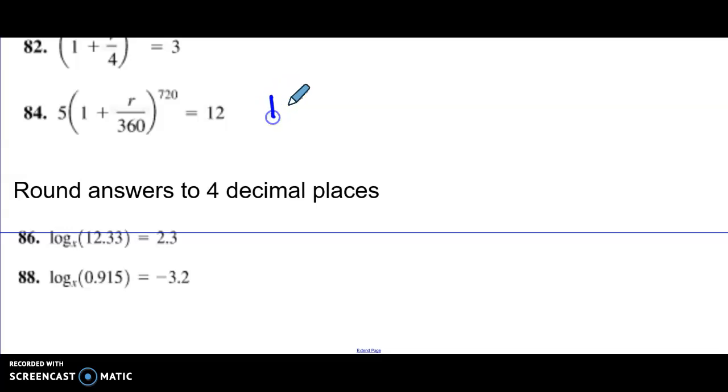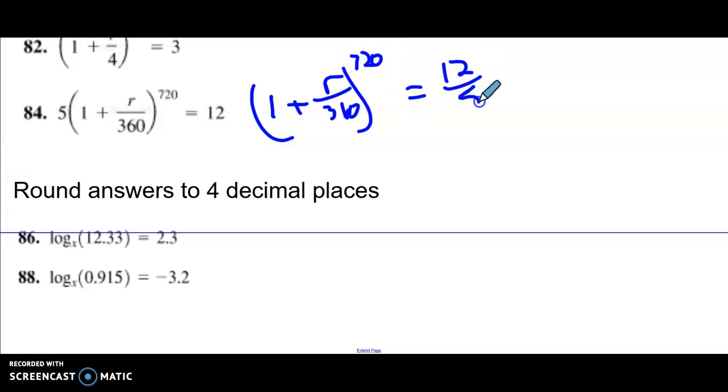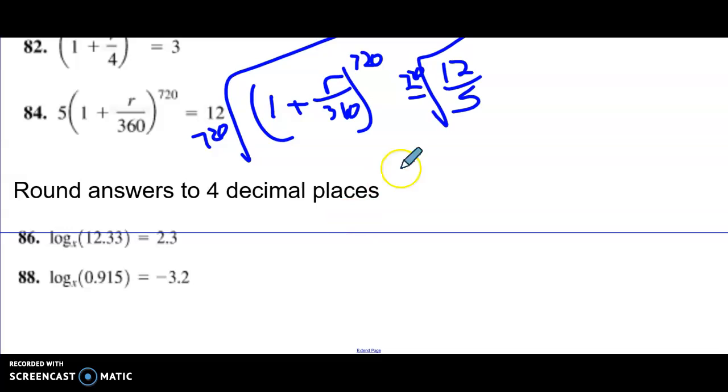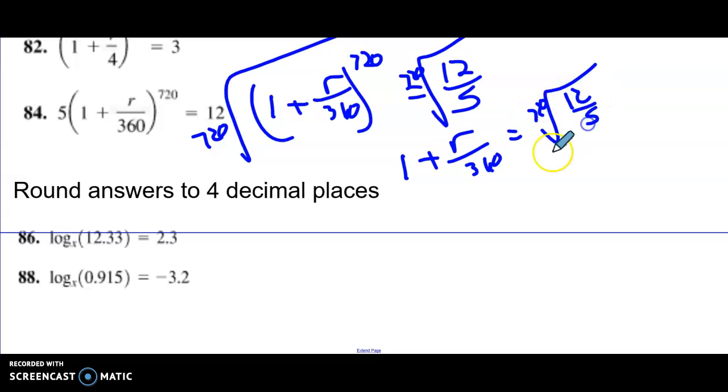Undo everything. I have (1 + r/360) to the 7/20th power equals 12 divided by 5. Okay, divide both sides by 5. I have to undo the 7/20th power, so I'm going to take the 7/20th root. That gives me 1 + r/360 equals the 7/20th root of 12/5. I'm going to subtract 1 from each side and multiply both sides by 360.